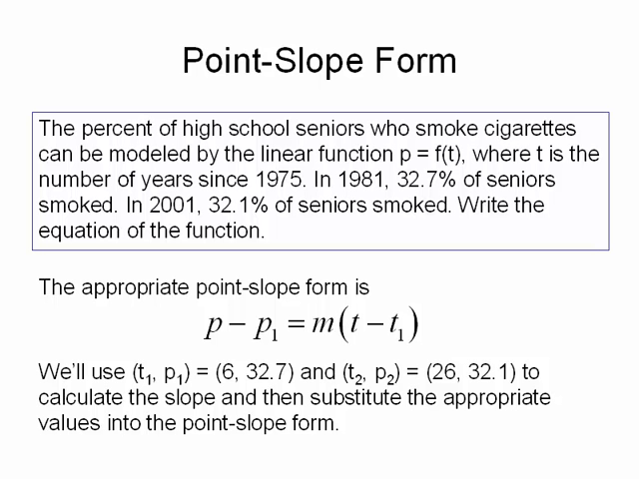To get started, we have to realize what the appropriate point-slope form is. So in this case, we're going to use p for a percentage, and that's the same as the y, and t is going to represent time, and that's going to correspond to our years. We're going to let t be the years since 1975 as indicated. And now we have 2 points. (t1, p1) is (6, 32.7), and (t2, p2) is the point (26, 32.1). We'll need to calculate the slope and then put the appropriate values into the point-slope form.